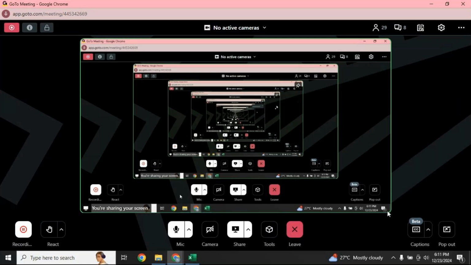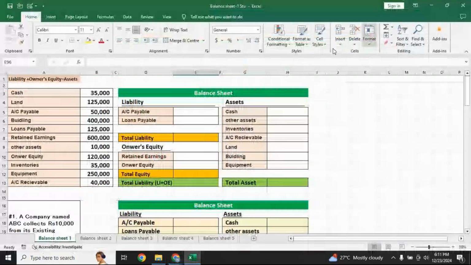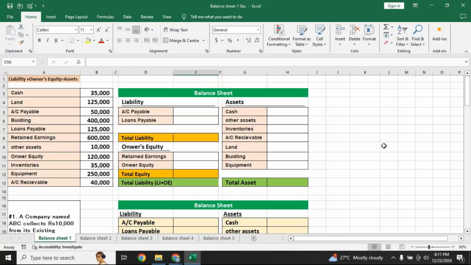Okay. So let's start solving this. I'll show you how to do it, then I'll give you sufficient time. You can try. In the meantime, if you are having any doubt, you can ask. Last class we had done the cash flow statement. I hope people have completed it. So now let's see how to solve with the balance sheet.